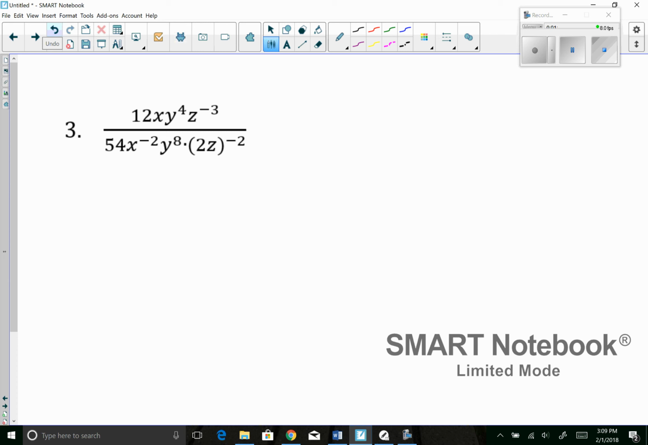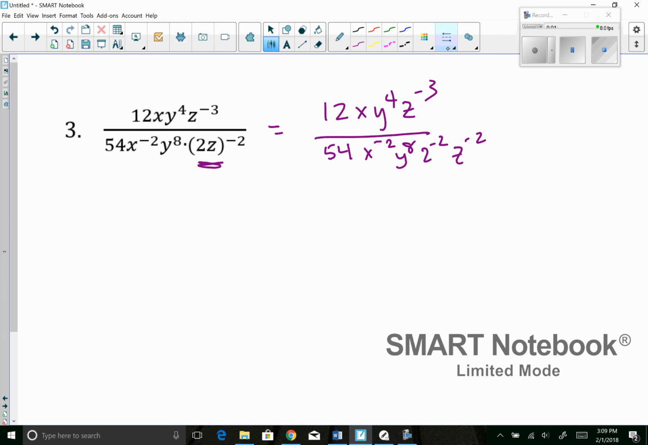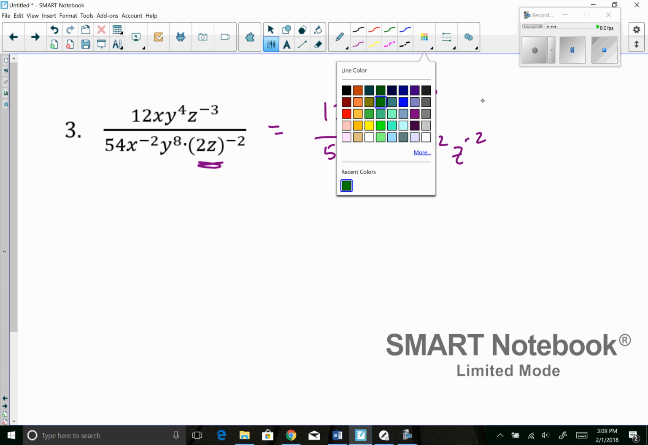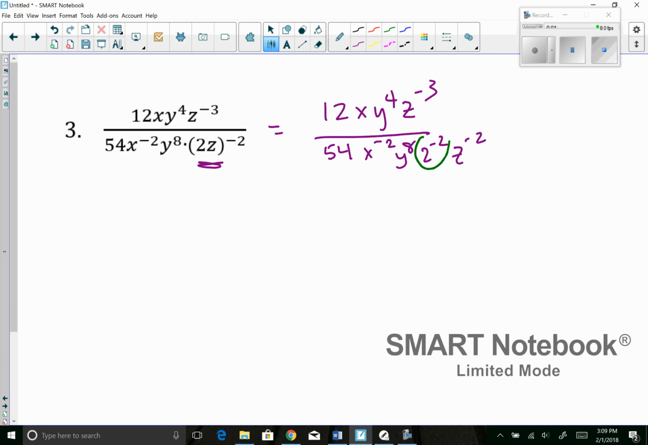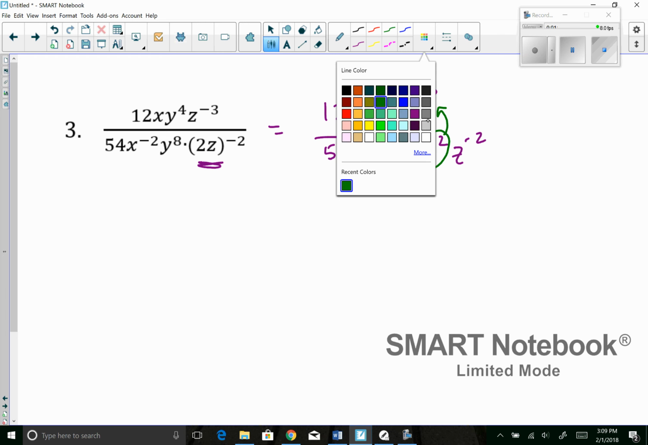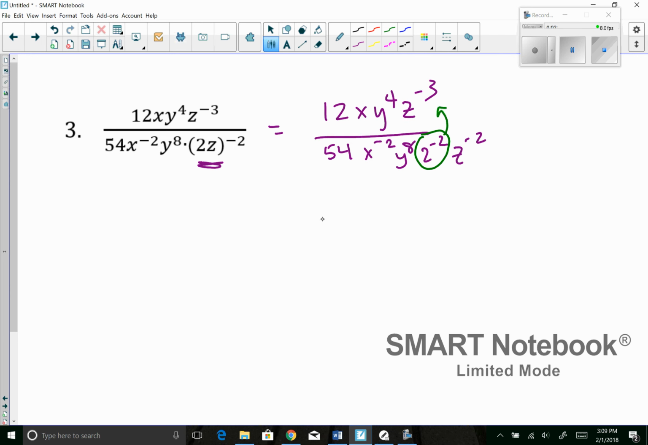Number 3 just looks very overwhelming. So first things first, I want to evaluate this part. So I have 12 xy to the 4th, z to the negative 3rd, divided by 54, x to the negative 2, y to the 8th, 2 to the negative 2, and z to the negative 2. Now, I also don't really want this here. I want to put it up top because it's negative. So if I rewrite this, I have 12 times 2 squared. I put the 2 squared up top and made it positive.